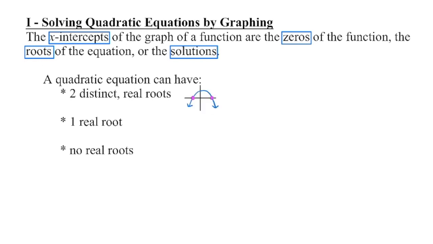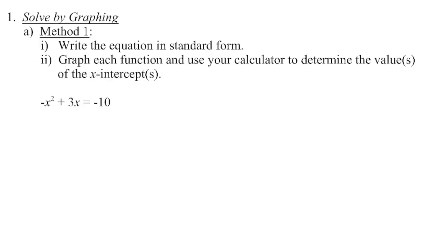Now, if we have a quadratic equation, we can have either two distinct real roots. So in this particular case, it's crossing that x-axis 2 times, and both of those roots are different. We can have one real root, if the vertex of that parabola lies on the x-axis, we're either opening up or we're opening down. Or we can have no real roots if it doesn't cross the x-axis at all. So the vertex is below and we are opening down, or the vertex is above the x-axis and we are opening up. There are 3 different ways in which we can solve a quadratic equation.